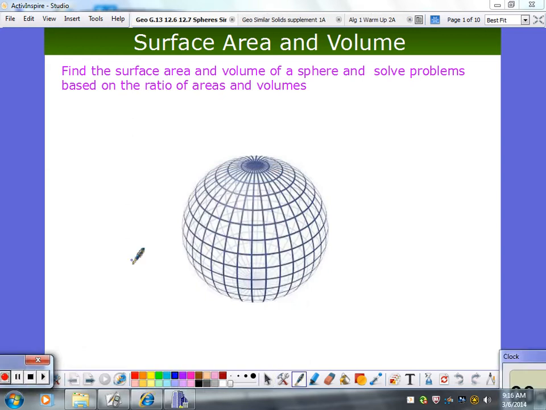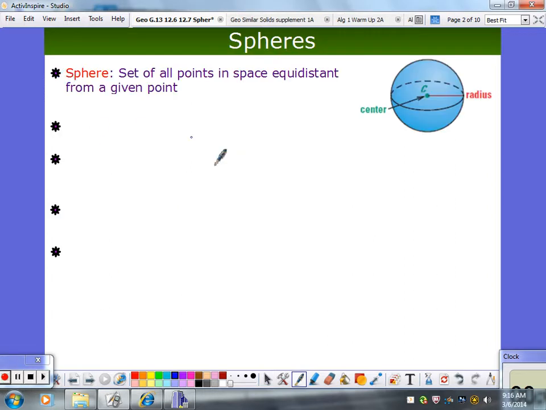So we're looking at spheres here. We're going to look at surface area and volume of spheres, and then we're going to take a bit of a look at similar solids. So spheres are easy. What's a sphere? It's a basketball. It's a set of all points in space equidistant from a given point. So think about that.